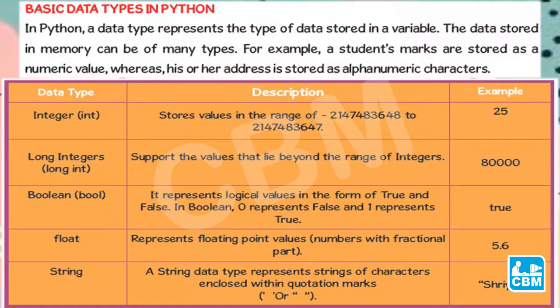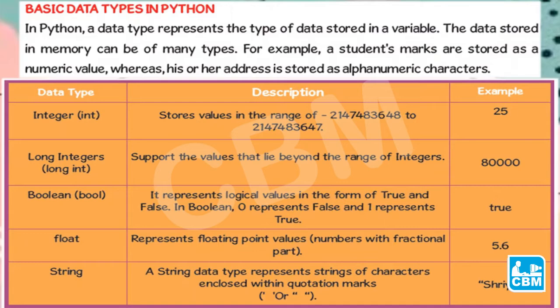Data types in Python represent the type of data stored in a variable. The data stored in memory can have several types. For example, a numeric value can be stored in order to represent a student's marks, while an alphanumeric character can be stored in order to represent the address of the student. Integer is one of the data types. Int stores value in a certain range. Long int is nothing but long integers that supports the values that lie beyond the range of integers.